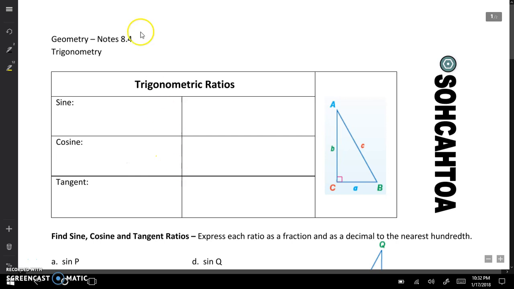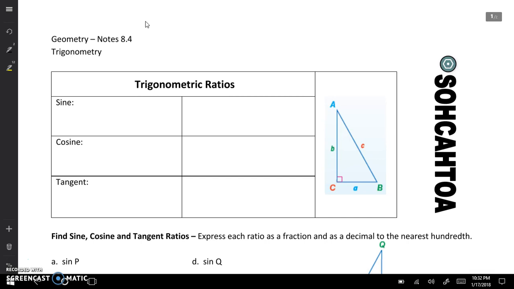We're going to start 8.4, talking about trigonometry. We will catch up. We'll answer any questions you have on it on Thursday when I get back.